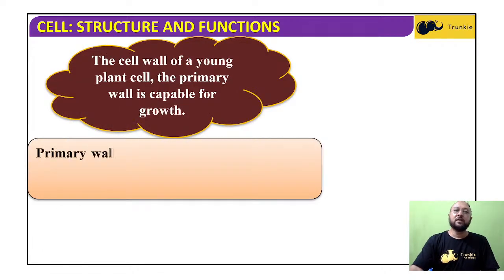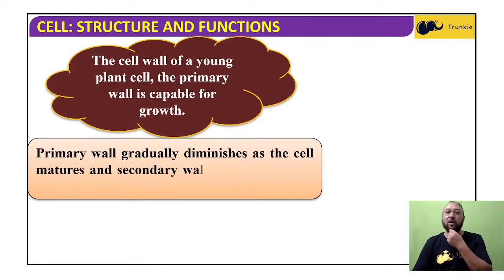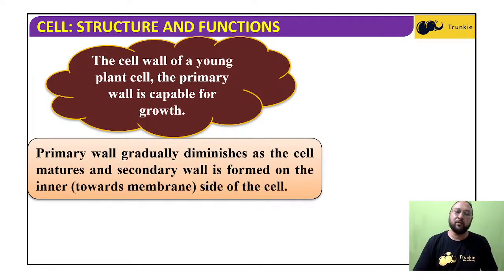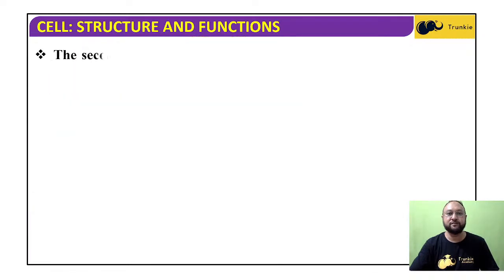The cell wall of a young plant cell, the primary wall, is capable of growth. In the young cell, which is a newly divided cell, the primary wall is there. The primary wall gradually diminishes as the cell matures, and the secondary wall is formed on the inner side of the cell towards the membrane. So what happens? A primary cell wall is formed in newly divided cells, it matures and diminishes, and the secondary wall is formed on the inner side of the membrane.